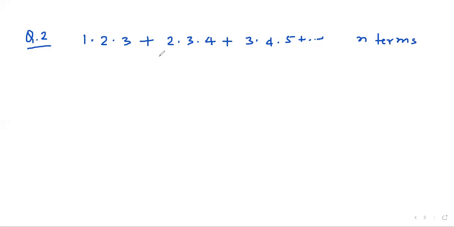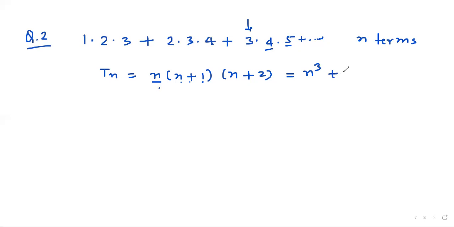First of all, we have to write the general term. Suppose we write the general term as Tn, then it will be n into n plus 1 into n plus 2. Why so? Suppose for the third term we put n equal to 3, then this will be 3, 3 plus 1, that's 4, and 3 plus 2, that's 5. So it is valid for every term. For the second term, if we put n equal to 2, then we will get 3 from here and 4 from here. So we simplify it, and it will become n cube plus 3n square plus 2n.